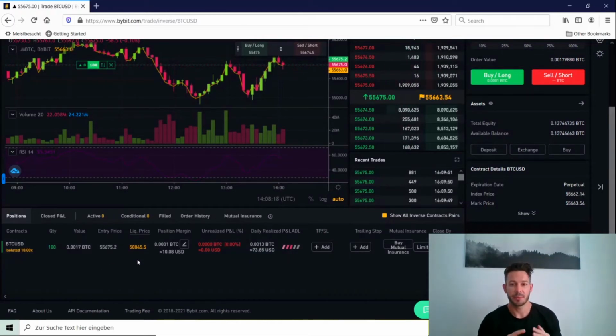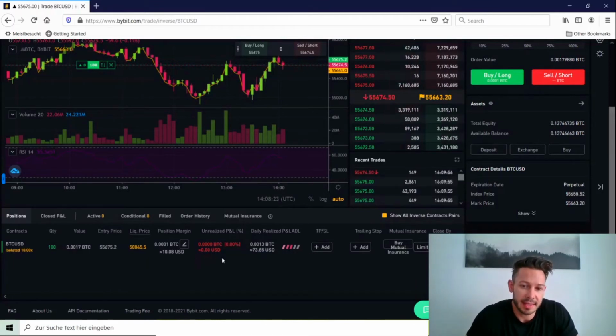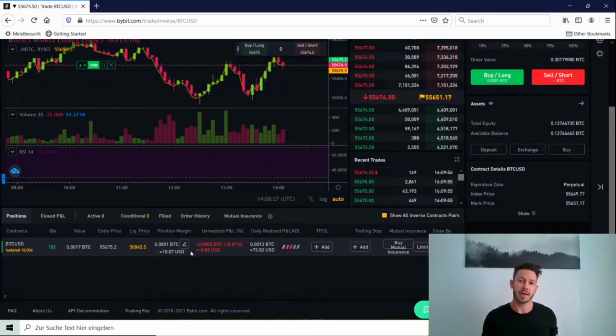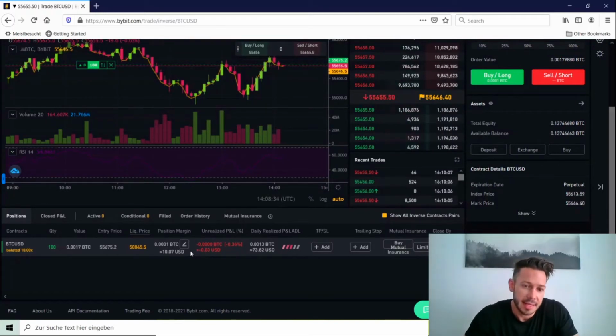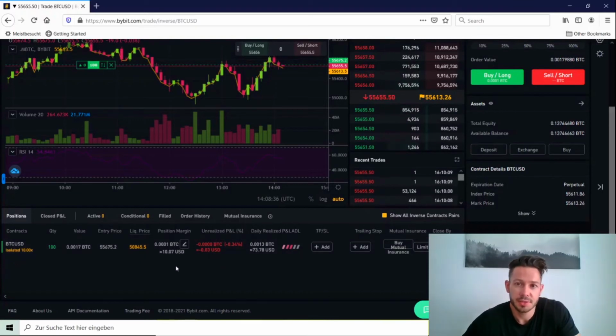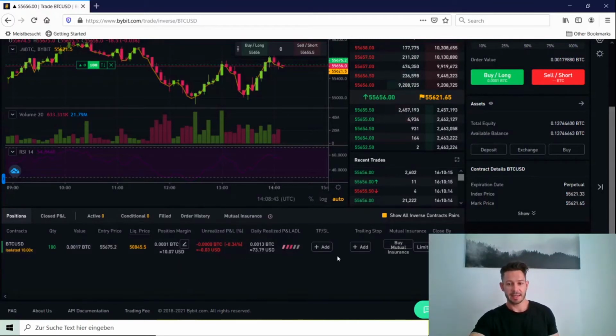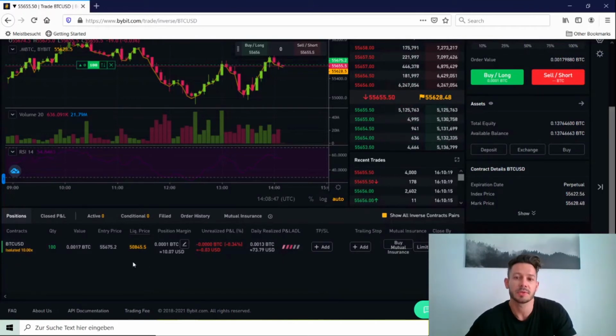What does this mean, liquidation price? Liquidation price means, since we are using leverage, if the order goes in the wrong direction, this means if we, for example, place a long order and the price decreases, then if all our position margin is used up, then the order gets liquidated and it's gone. So I would always recommend you to use a stop loss that is slightly above the liquidation price, because we want to avoid getting liquidated.